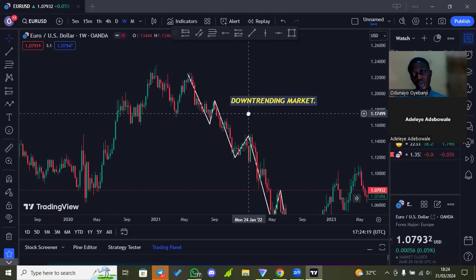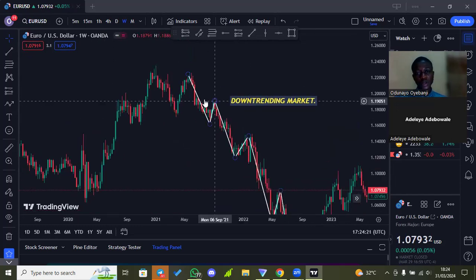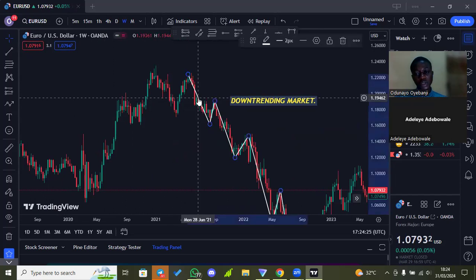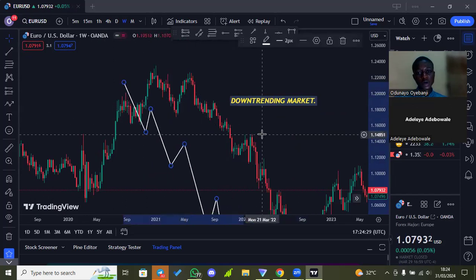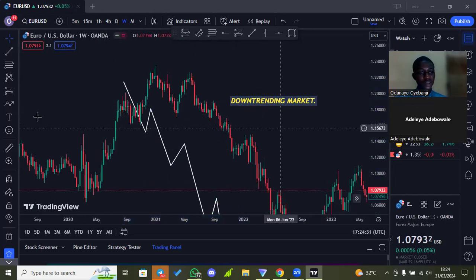I'm going to illustrate what it means by support and resistance. Do you get that? So let me take off this one first. Support and resistance. Let me spell it out.